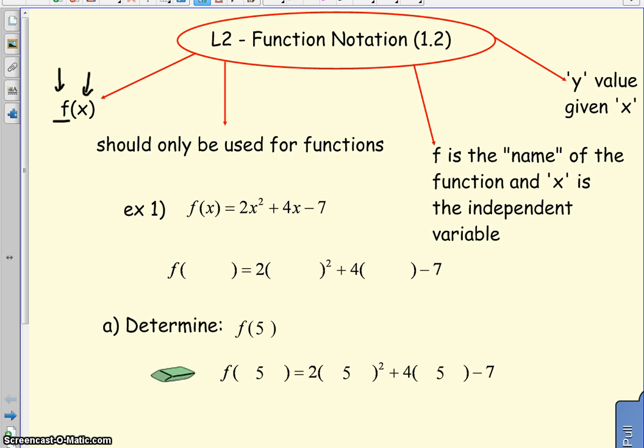As a couple of reminders here, we should only use this notation for functions. If it's just a regular relation, we use a standard y equals. And again, f is the name of the function and x is our independent variable.